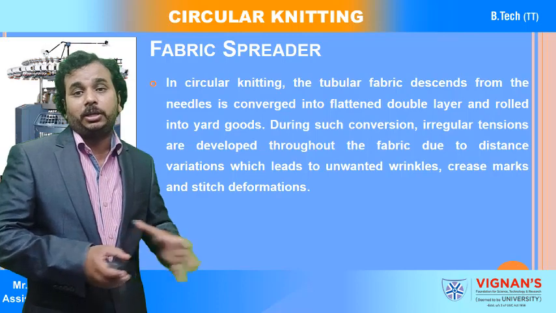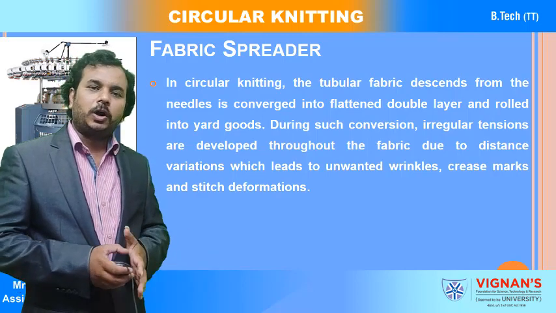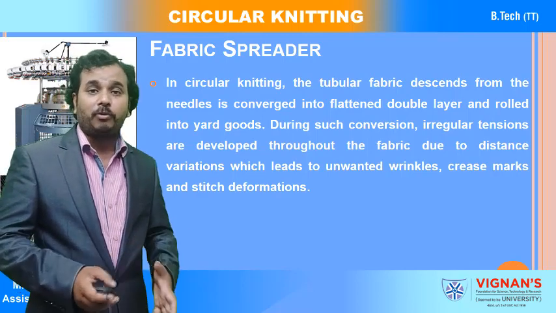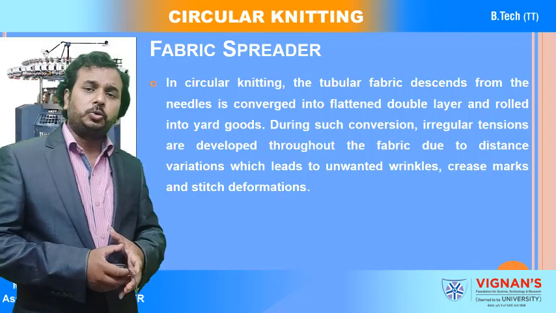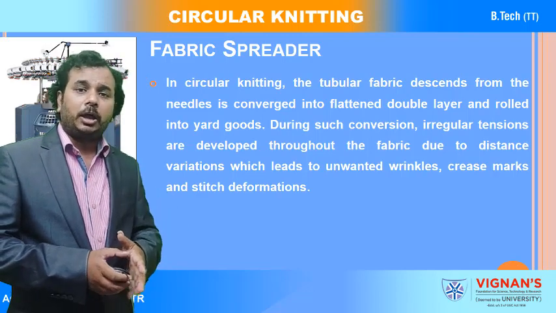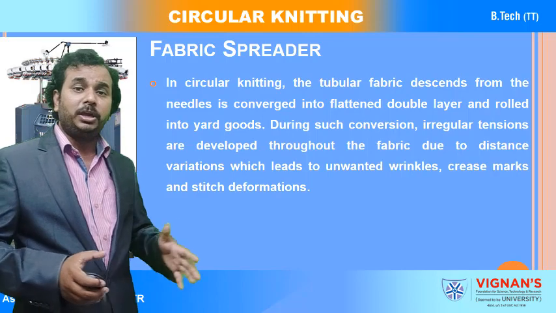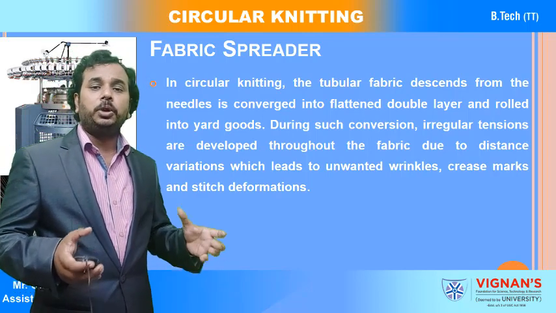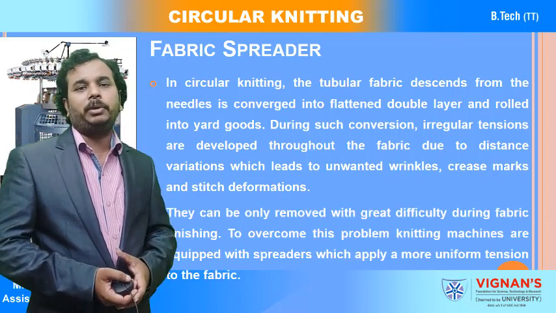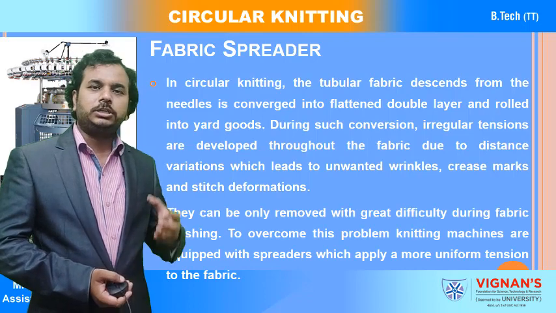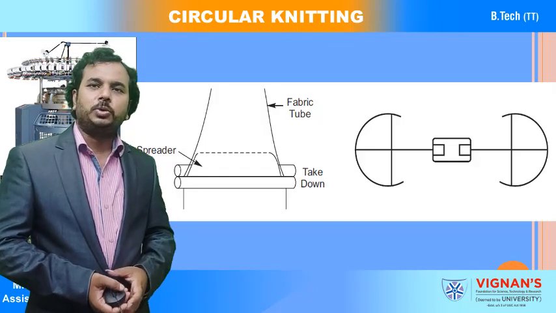So the fabric is evenly spread, or wound under tension. Under tension means not too much tension. Under an optimal tension it is spread and wound onto the fabric cloth roller. This is how the fabric is spread.